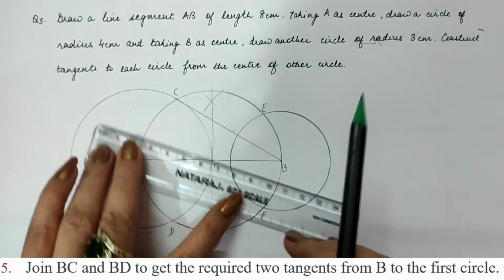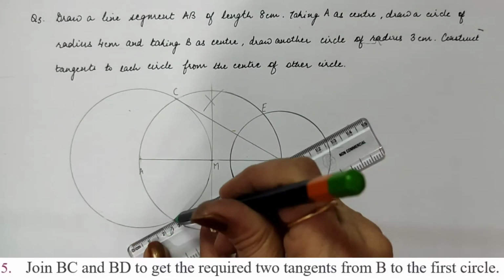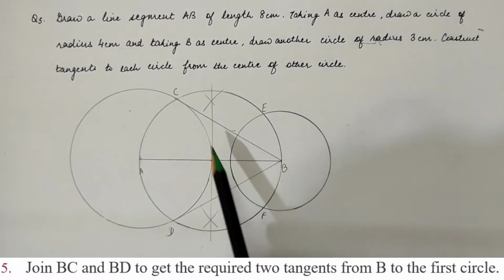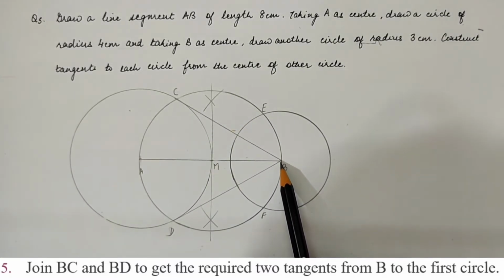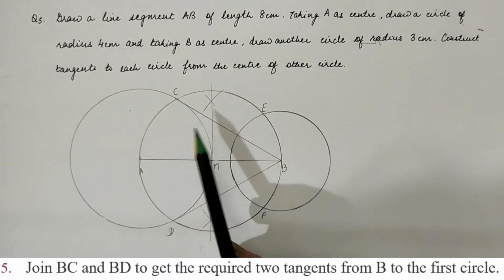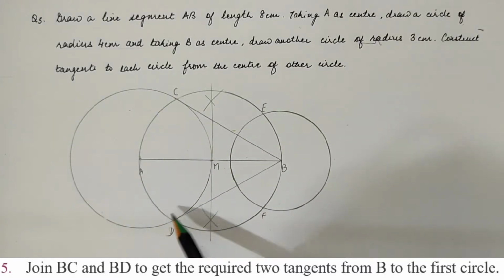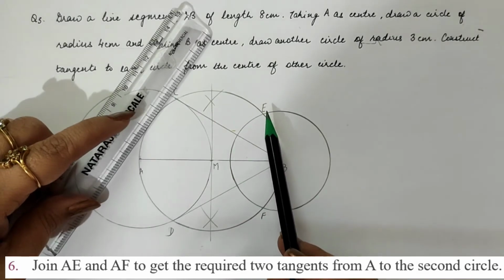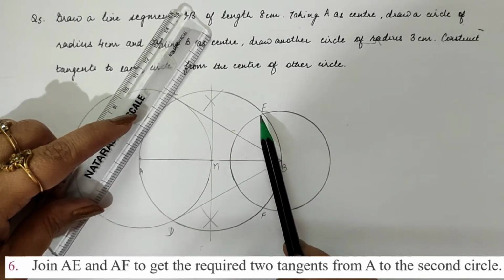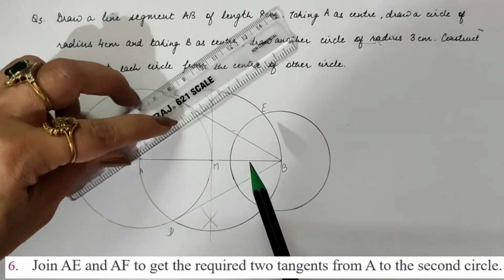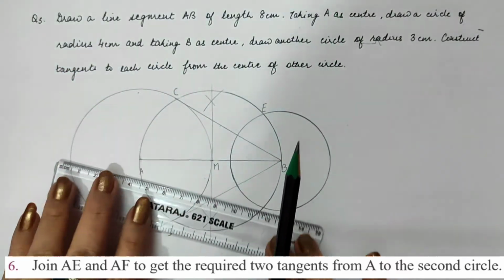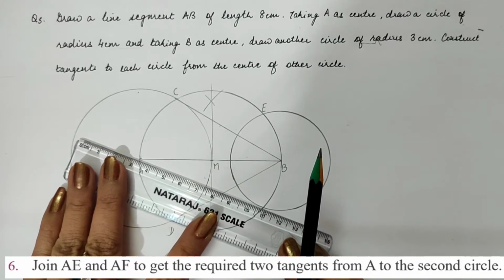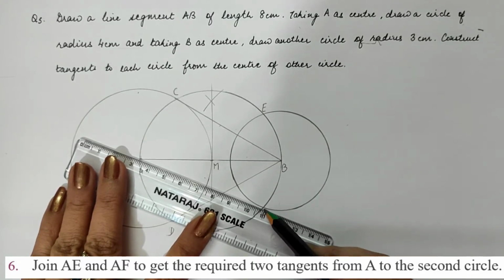So this is the first tangent drawn and this is the second tangent drawn. So I have constructed the two tangents from point B to the circle with the center as A. Exactly same way, wherever this circle is intersecting the previous circle at points E and F, if I join A to E and if I join A to F, I will get the two tangents from A to the other circle. So let us do that.